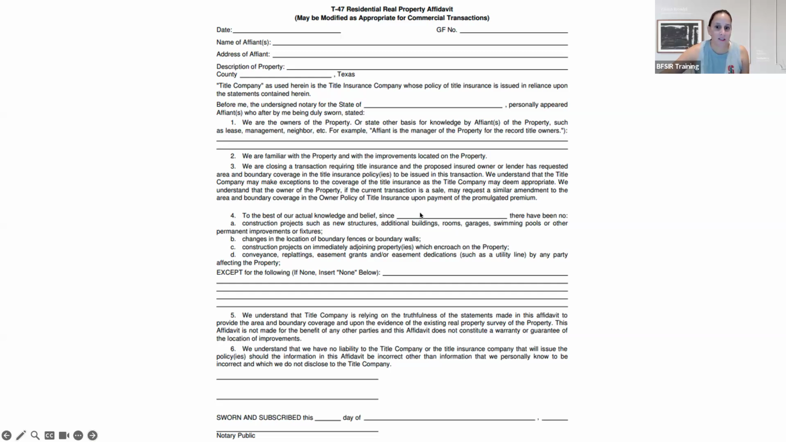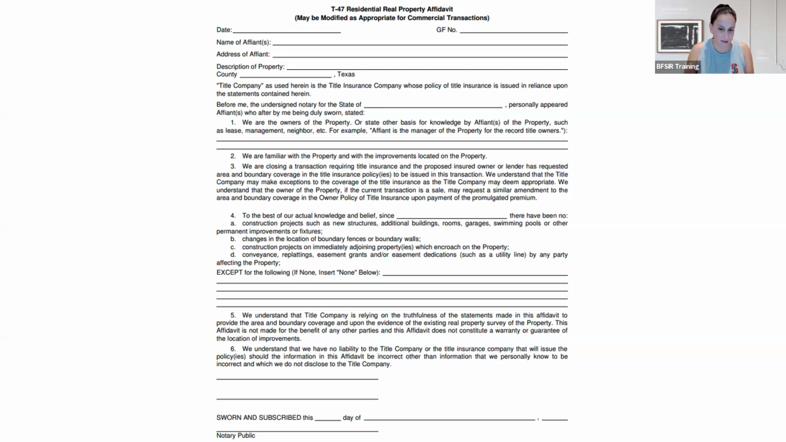To the best of our knowledge, since blank date, and this date here needs to be the date on the survey. Right? I know a lot of people put the date they bought it or today's date. The date that the title company needs to see here is the actual date of the survey. Because then you're going to go down and say, since that date, there haven't been any changes except for these. And so then you might say, oh, we added a pool, or we added a fence, or we moved the flower bed, or we changed the driveway. And then you say the changes. So that what the title company and the lender are looking at then is the survey plus the affidavit from the seller that says any changes that aren't shown on this survey.